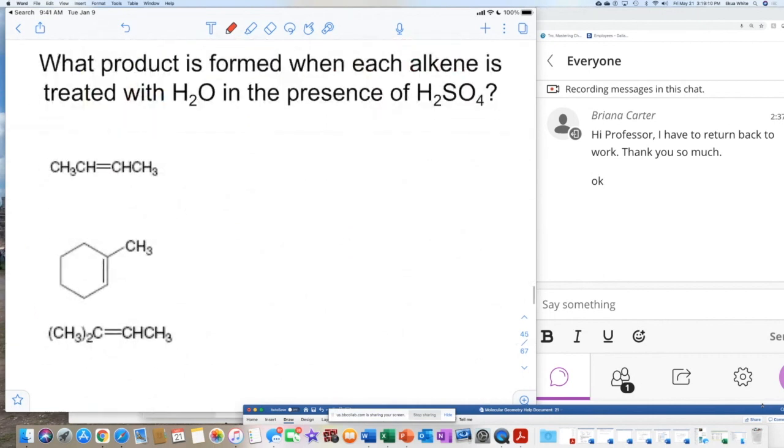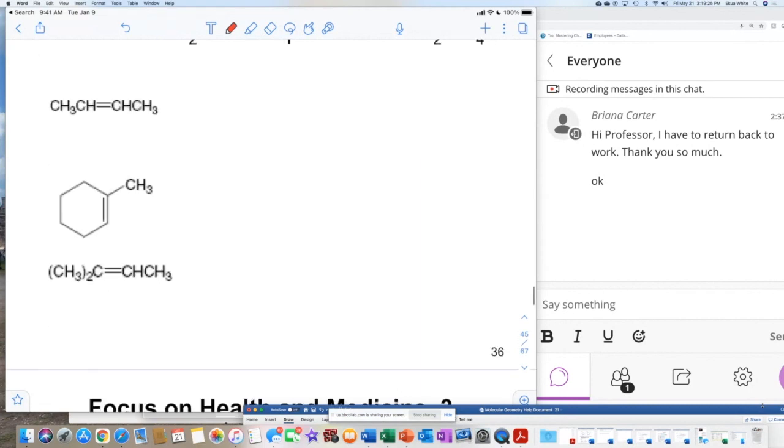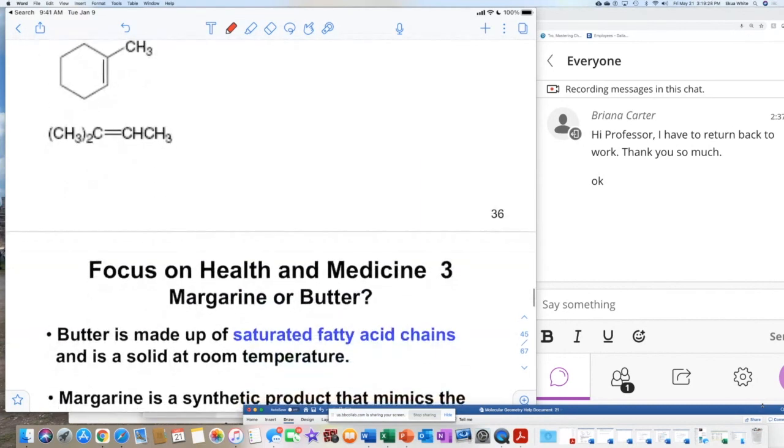Okay, so over here is asking you what product is formed when each alkene is treated with water. What I'm going to do here is I'm going to be done in 10 minutes because my ears are really, yeah. So I'm going to stop at 10 minutes. I'll just finish the rest of this later.